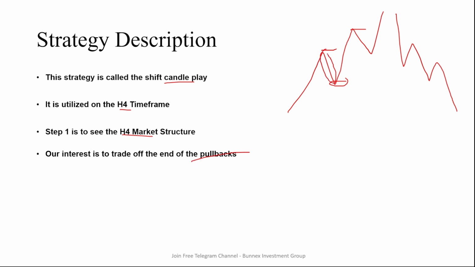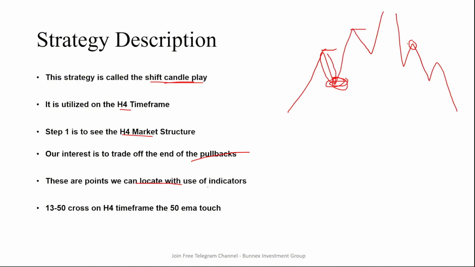When the market pulls back, we expect it to come again to the upside. So when it comes down, we want to time the end of that particular pullback. And these pullbacks are where we will locate this shift candle at the end of the pullback. So it's impulse, then pullback, location of a shift candle, and enter the market. I will show you how you are going to be entering the market using the third candle.